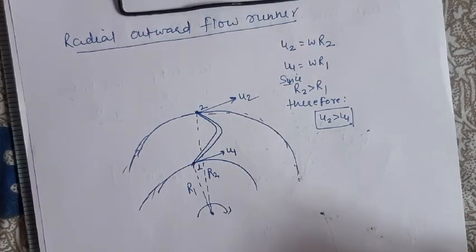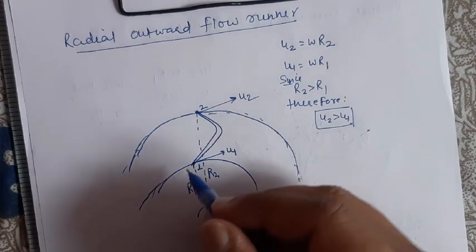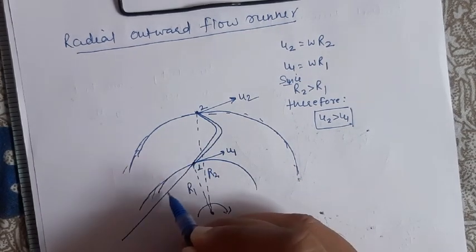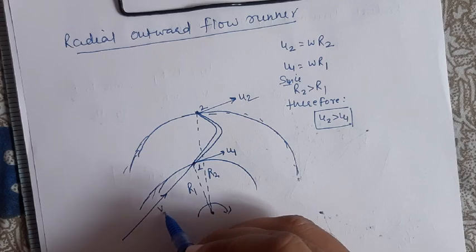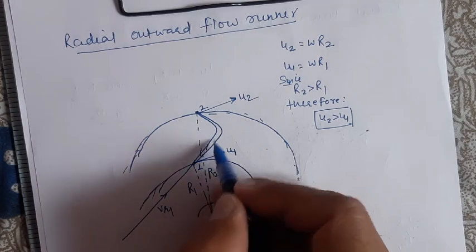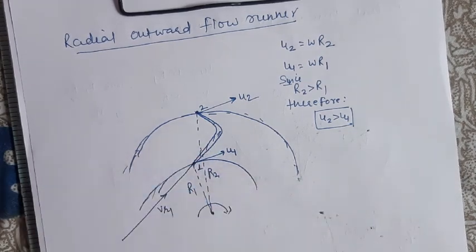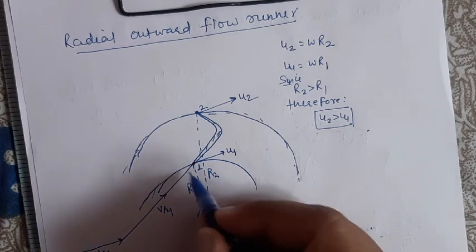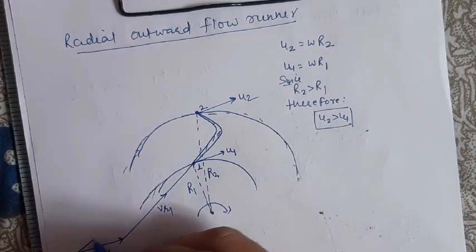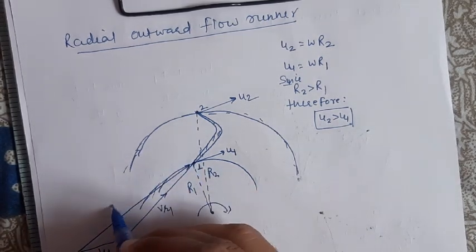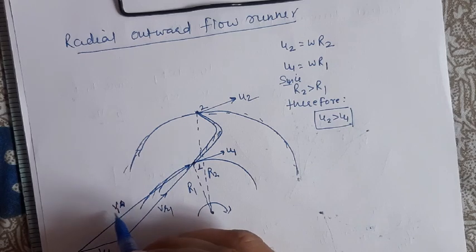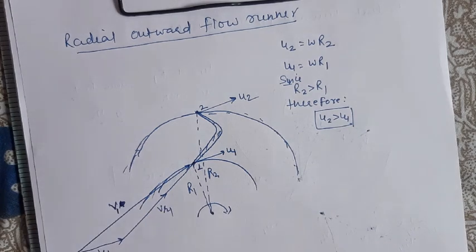The velocity triangle we have to draw. It is very easy to draw. Again, we have to start with the VR1. Let this be VR1. For no shock condition, the relative component of velocity must be tangential to the vane. Add U1 to this. So I will get V1, absolute velocity at inlet.